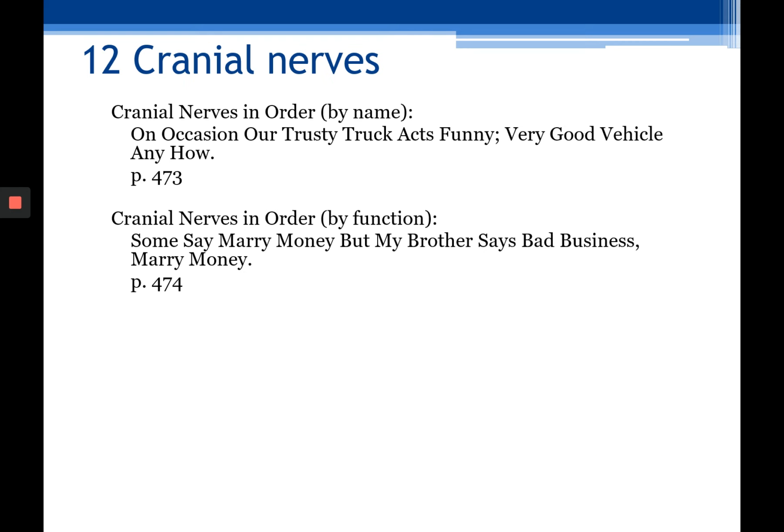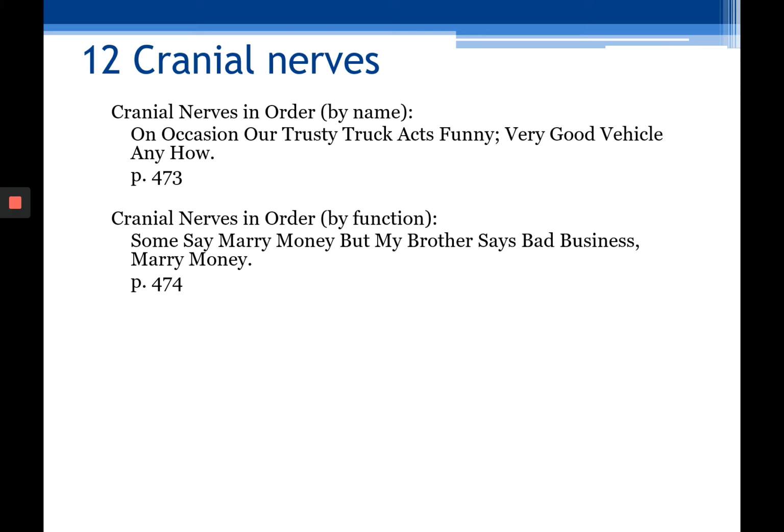There are 12 cranial nerves, and I do recommend that you read in your textbook about them. We're going to talk briefly about them. It will require a little bit of memorization on your part. So if you have the old textbook, these are the page numbers for the cranial nerve information. Should be pretty similar for the new textbook.